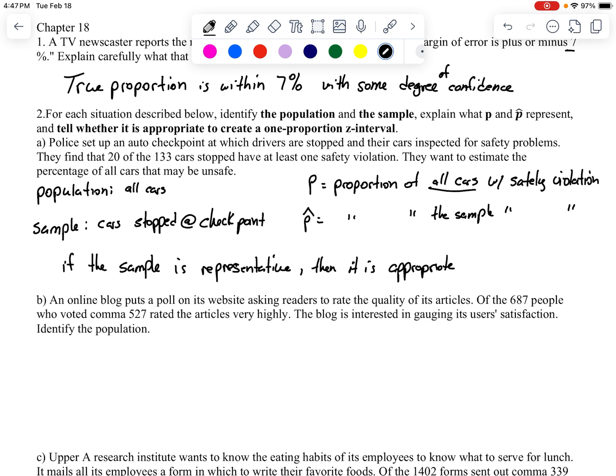Okay, all right, so trying again. An online blog puts a poll on its website asking readers to rate the quality of its articles. Of the 687 people who voted, 527 rated the articles very highly. The blog is interested in gauging its user satisfaction. So, again, identify the population.